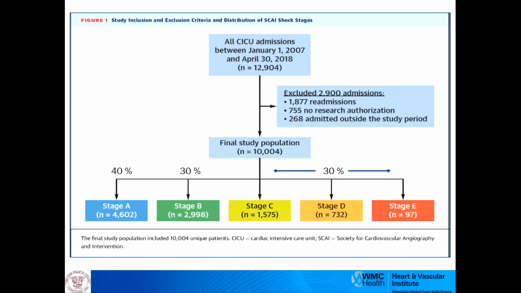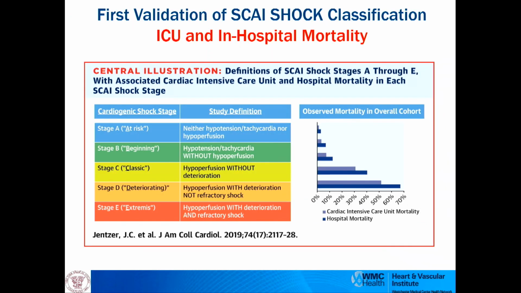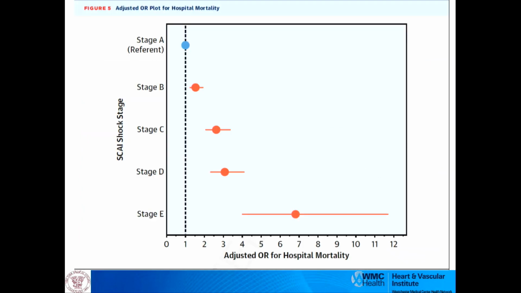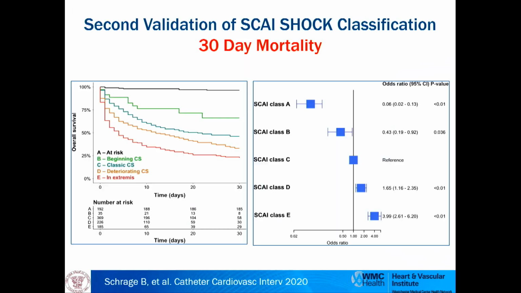This is the Mayo Clinic database showing about 30% of patients in an all-comer population are in C, D, and E. If you look at these patients, as you go up from A, B, C, D, and E, you have an increase in mortality both in the CCU and in the hospital stay. And these are separated by confidence intervals that show a worsening of mortality as you go up. We also saw this in 30-day mortality using C as the index, line of unity. At every stage, going down to B and A and up to D and E, you have a significant difference. Everything is significant from each of these stages. So they were very good at discriminating.